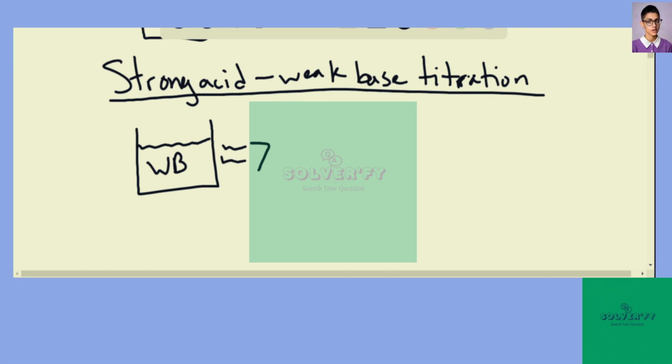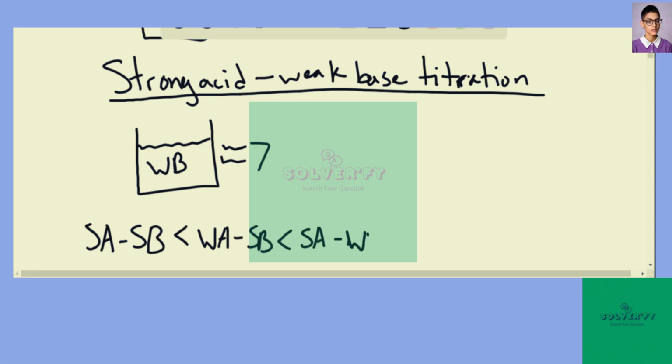So the order for the initial pH is strong acid to strong base is lower than, less than, the weak acid to strong base, which is lower than the strong acid to weak base. Okay, and that's for the initial pH.